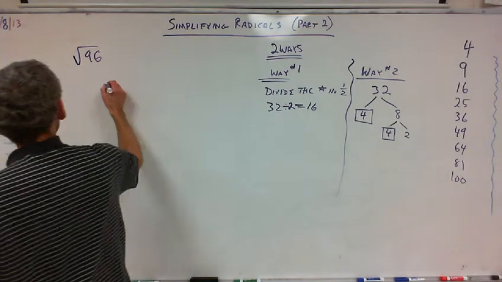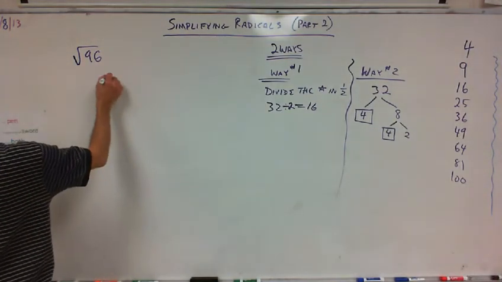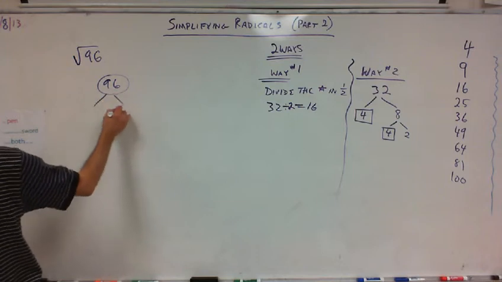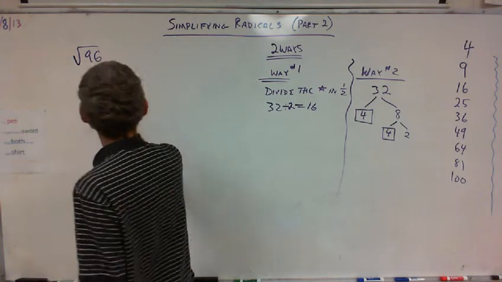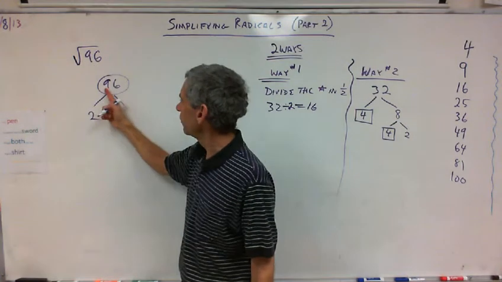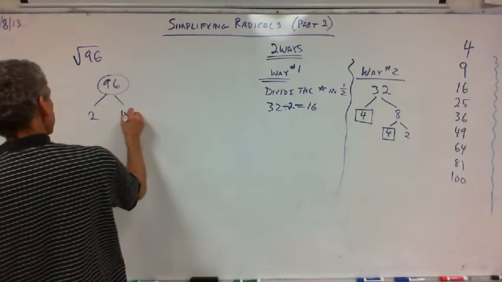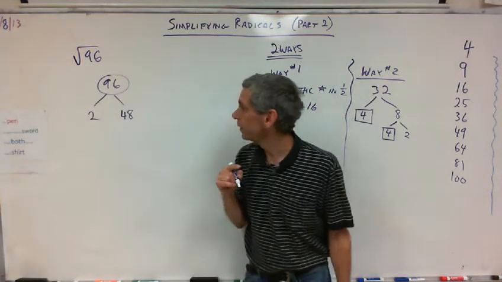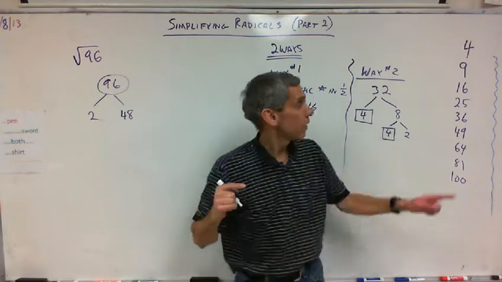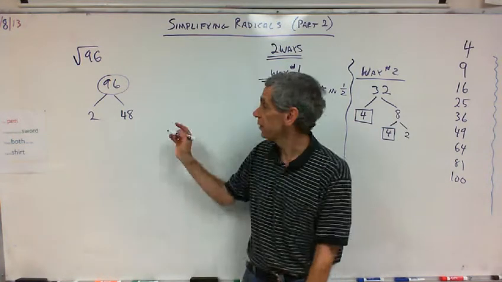Let's do tree factoring, since we haven't done that one. So we're going to do 96. I know 2 goes into that, right? 2 goes into that 48 times. All right, 2 times 48. None of those are in this list. Okay, so I've got to keep going.